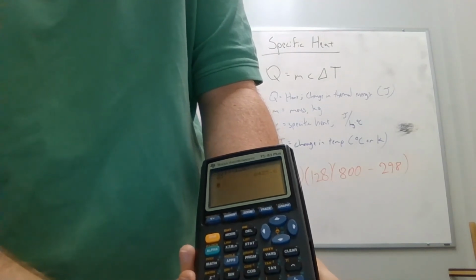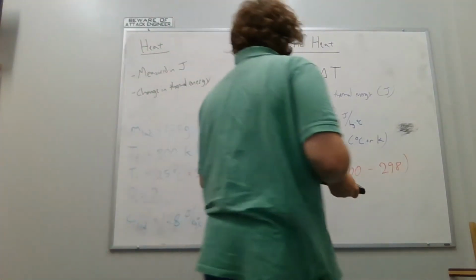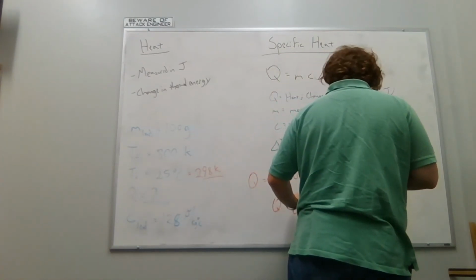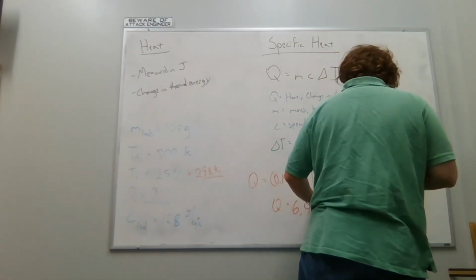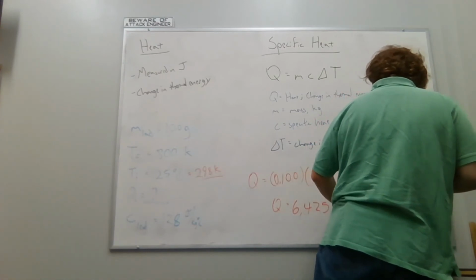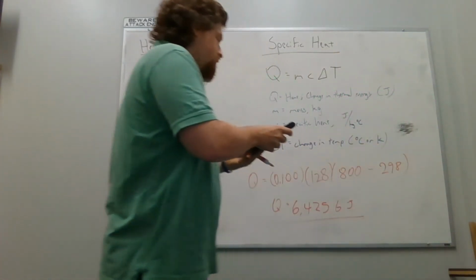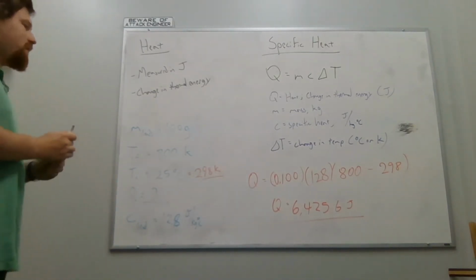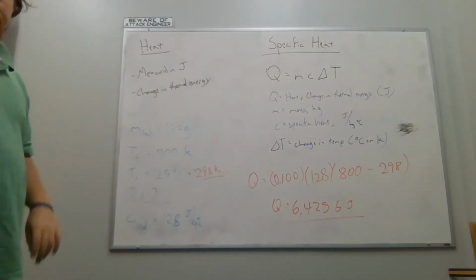Press enter and that will tell us it took 6,425.6 joules of thermal energy to be added for this lead's temperature to increase by that amount.